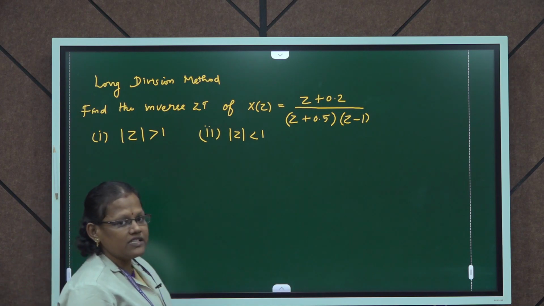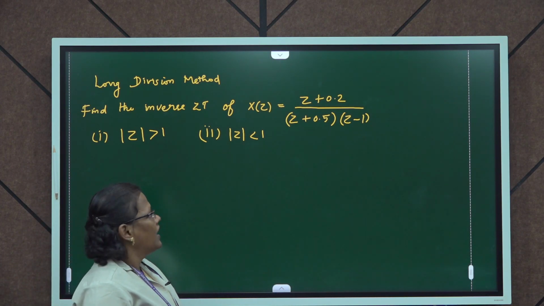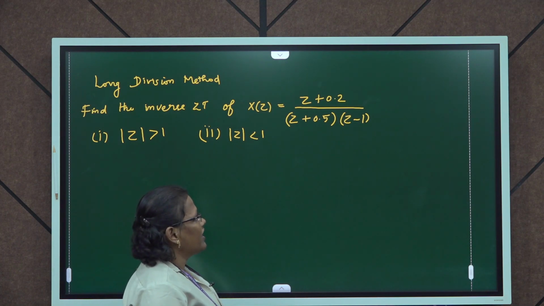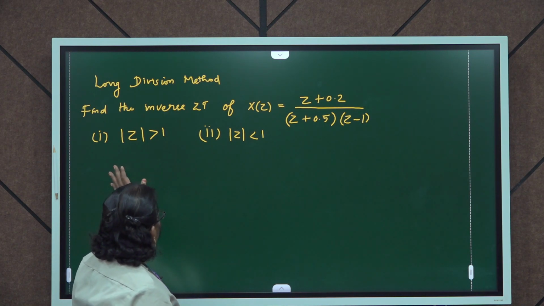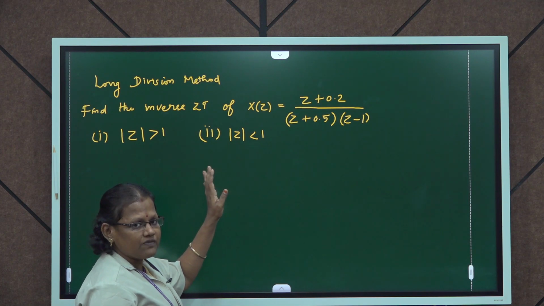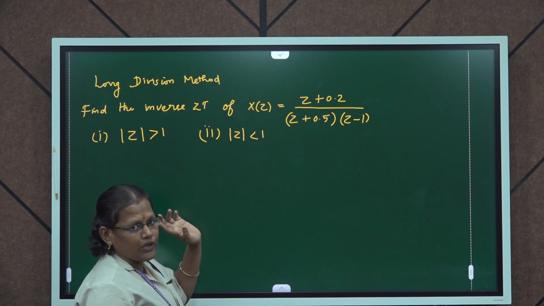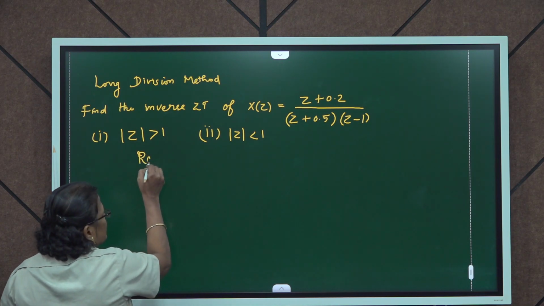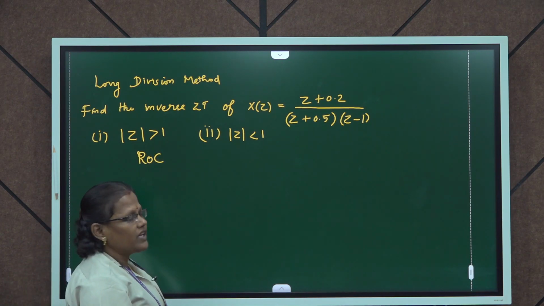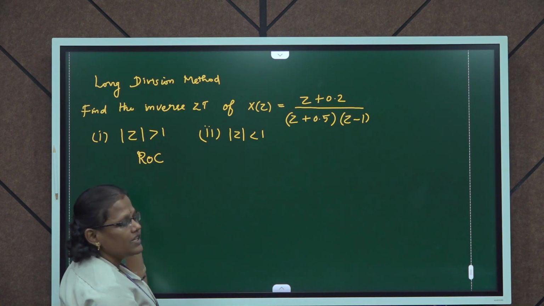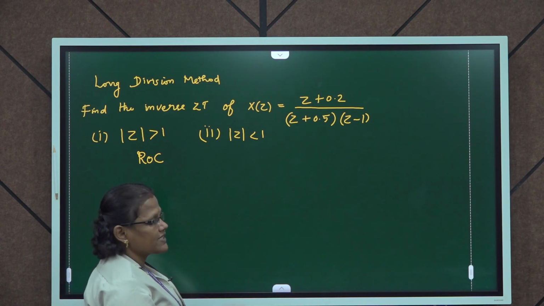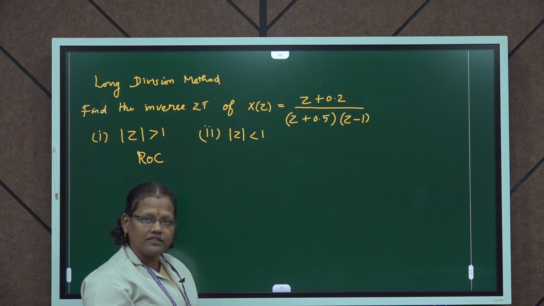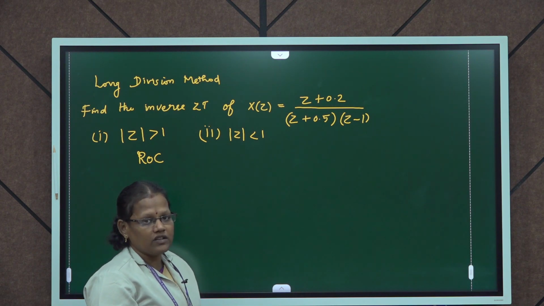The problem we have taken is: find the inverse Z transform of X of z is equal to (z plus 0.2) divided by (z plus 0.5)(z minus 1). Here we have to do the inverse Z transform for two different ROC values. ROC represents region of convergence. The first case is mod z greater than 1, that means it is for the causal sequence, and the second case is mod z less than 1, it means for the same X of z we have to calculate it as an anti-causal sequence.